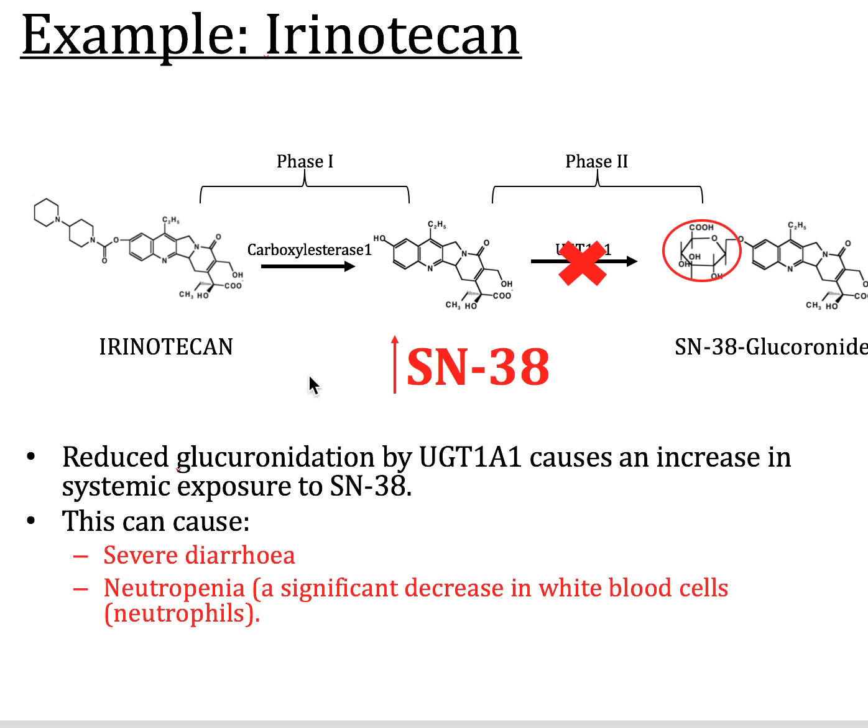Phase 2 can happen as well, but the main reason why, if we don't have it, is because then we have a very high increased plasma concentration of the active SN38 form of the irinotecan, which means that there's a high chance of toxicity, severe diarrhea, neutropenia. So this is a loss of white blood cells, neutrophils. So it's also good sometimes to have glucuronidation taking place, so it can regulate and control the amount of drug that's present in the plasma and be excreted as well.